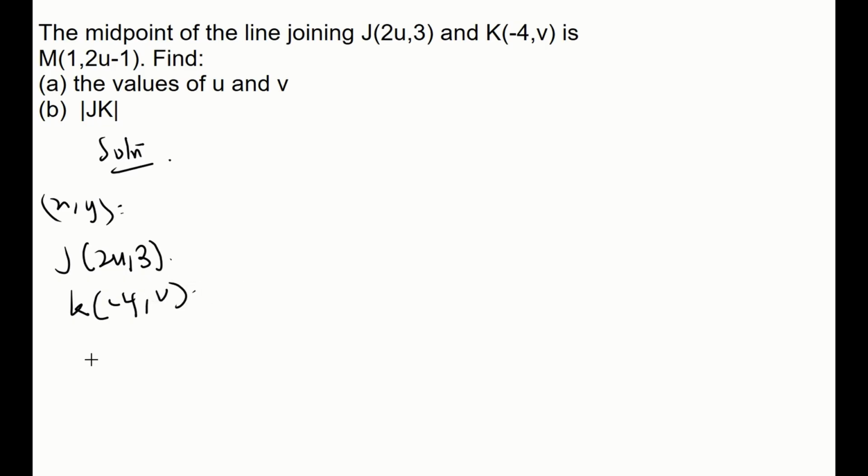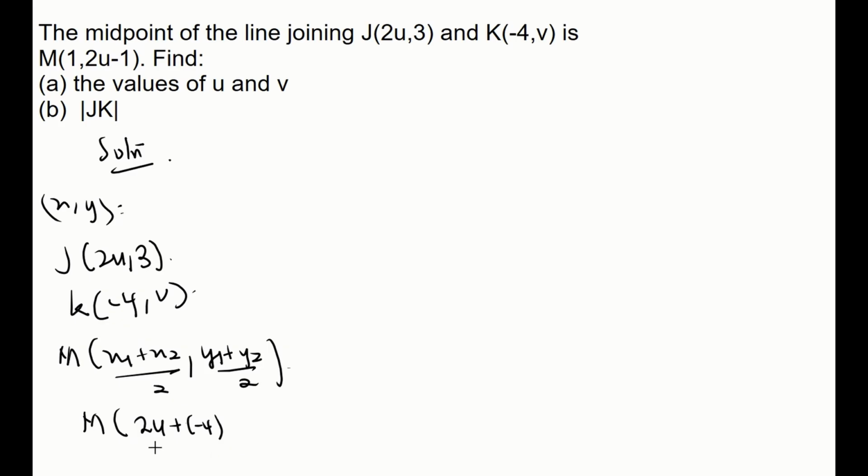We know that the midpoint of any given line, M, is x1 plus x2 divided by 2, and y1 plus y2 divided by 2. So if this is how we find the midpoint of any line, then we can find the midpoint of these two points as 2u, which is our x1, plus minus 4, divided by 2, comma, then 3 plus v, also divided by 2.